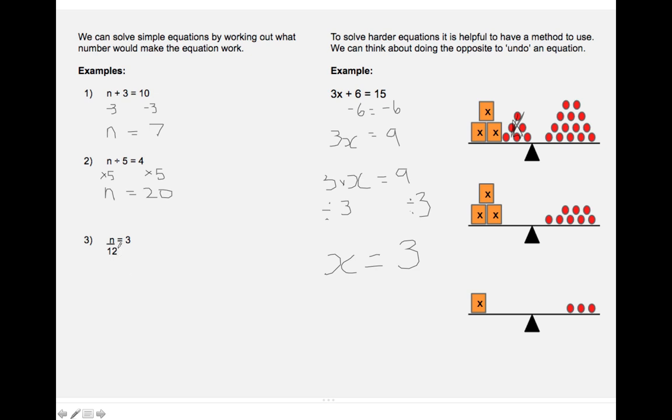Now this last one, n over 12, written as a fraction, just means n divided by 12. So n divided by 12 equals 3. I want to do the opposite of dividing, so I'm going to times it by 12 on that side, and if I times it by 12 on this side, I must times it by 12 on this side. n divided by 12 times 12 is just n. I've got rid of the 12. 3 times 12 is 36.